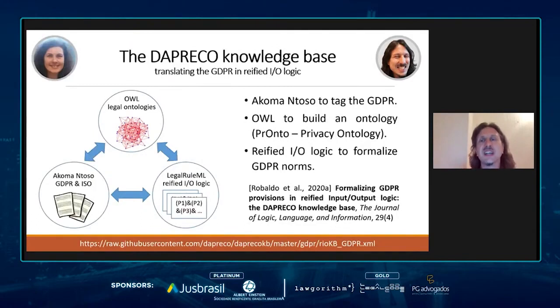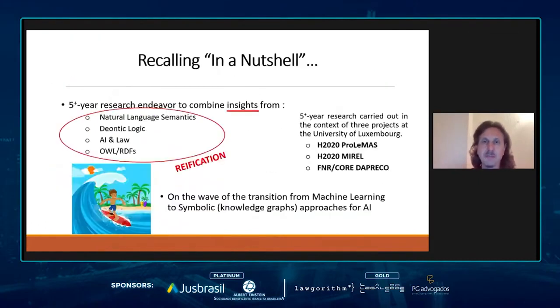And this is what I did in another project at the University of Leipzig, in which I translated the whole GDPR into reified input topology together with Monica Palmiani. In this project, I worked with Monica Palmiani. In particular, she developed an ontology called PrOnto for the GDPR, and then I used the concepts of PrOnto in order to model the norms in the GDPR. And if you are interested, the knowledge base is available on GitHub and described in that journal paper.